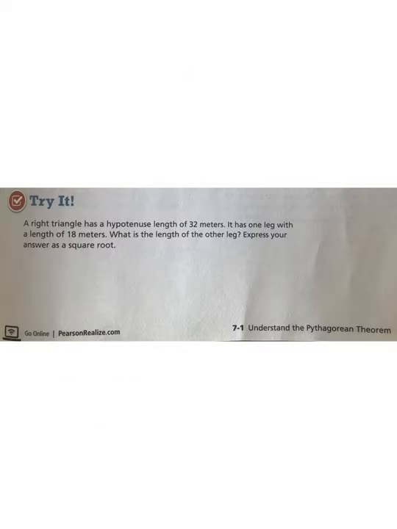So looking at the try it, it's telling us that a right triangle has a hypotenuse. It's telling us what C is. And remember, C is always the longest side. It has one leg of 18, and we want to find the other. Now, this is totally up to you. If you want to find A or B, they didn't tell us here.